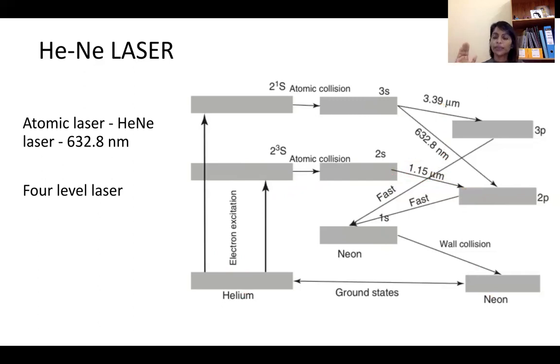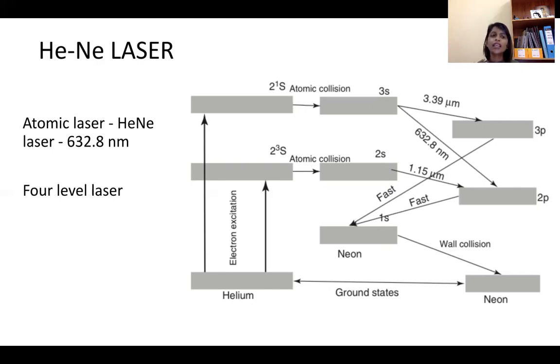If you require mid-IR, then you can filter out the rest and allow only 3.39 to come out. If you are after near IR, then you can filter out 632.8 and 3.39 and allow only the 1.15 micrometer laser to come out. If you are after visible wavelength, you can allow 632.8 nanometer light to come out and filter out the IR region. So this is a 4-level laser system.